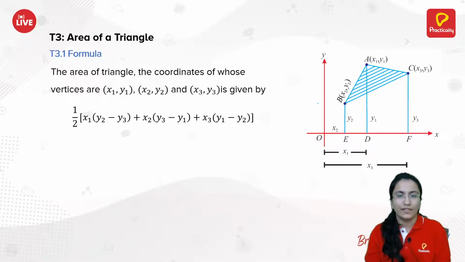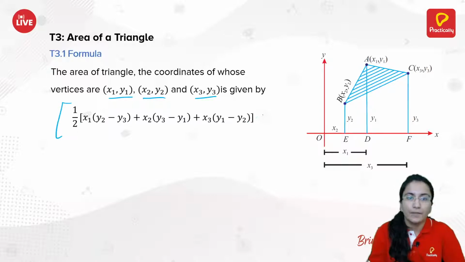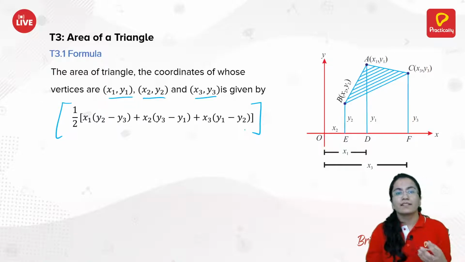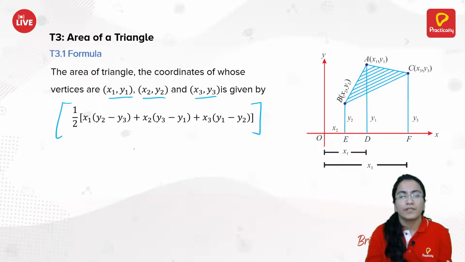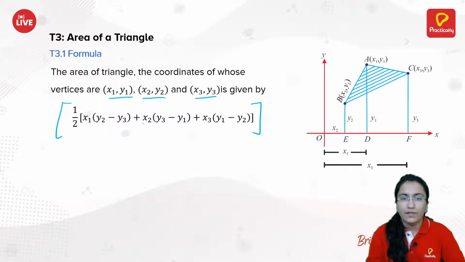Let's just see how we can. If you want to calculate the area of triangle with these 3 points as its vertices, then this complete formula represents it; after calculating this value you will get the area of triangle. And how you can remember this, let's just see. You have half into x1 into y2 minus y3 plus x2 into y3 minus y1 plus x3 into y1 minus y2.